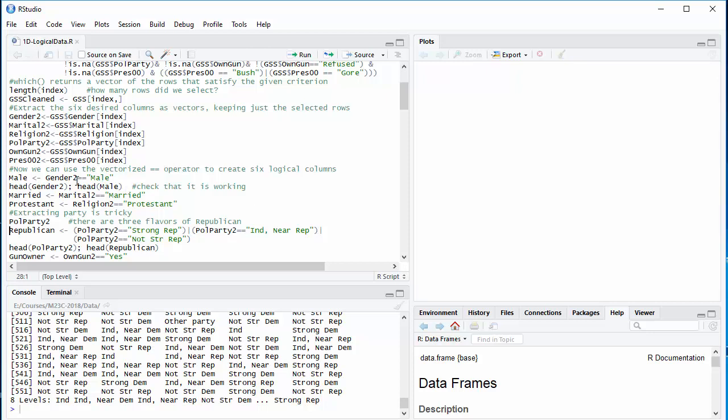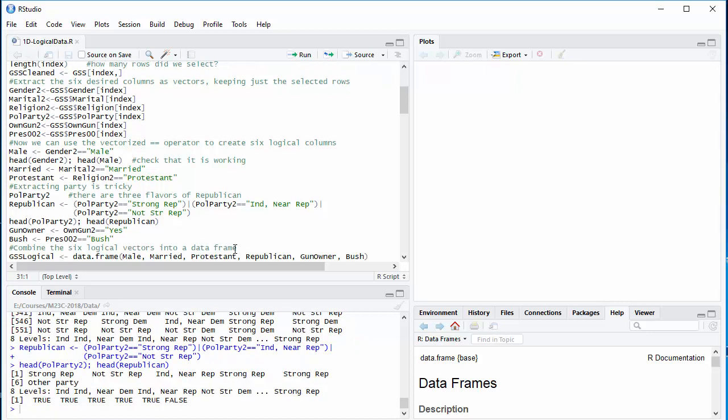So what I had to do was to start using logical operators. I said, take the truth value of political party equals strong rep, OR it with the truth value of ind near rep, OR that with not strong rep, and store the result in a vector named Republican.